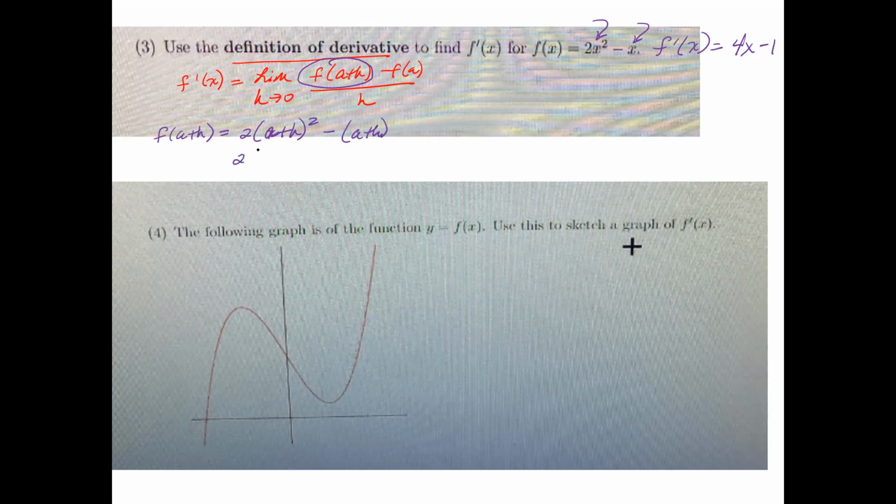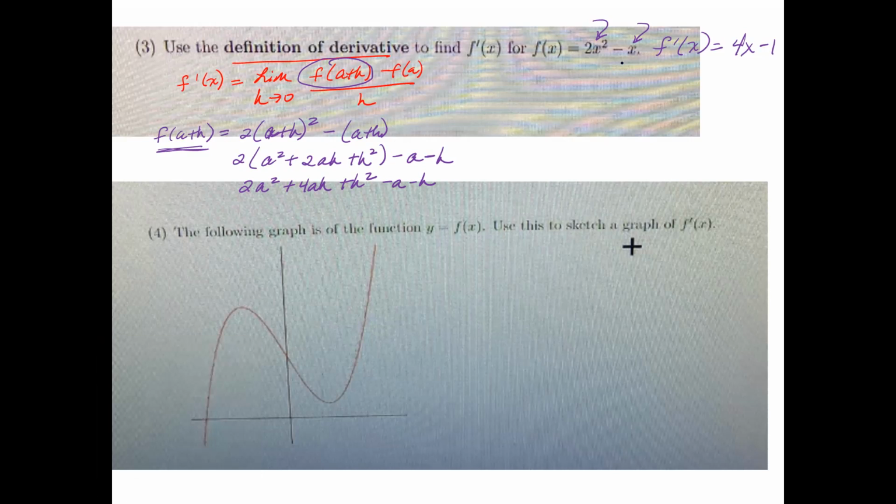So then you would have to FOIL this. So a squared plus outer and inner, we'll add them together. Outer is going to be a times h, which is 1ah. Inner is going to be a times h, which is 1ah. So 2ah plus h squared minus a, distribute the negative, minus h. So then essentially 2a squared plus 4ah plus h squared minus a minus h. And that's just f of a plus h.